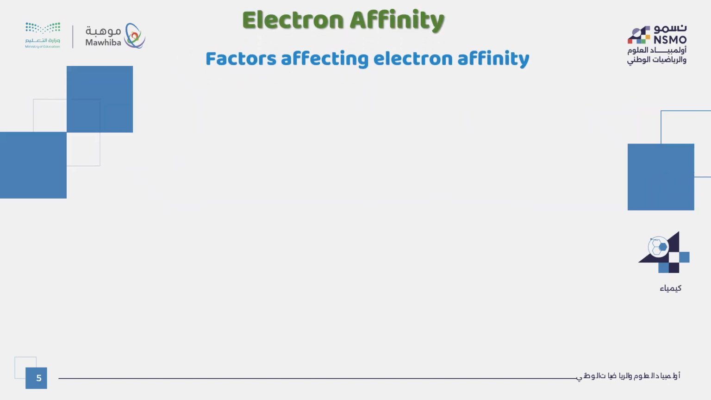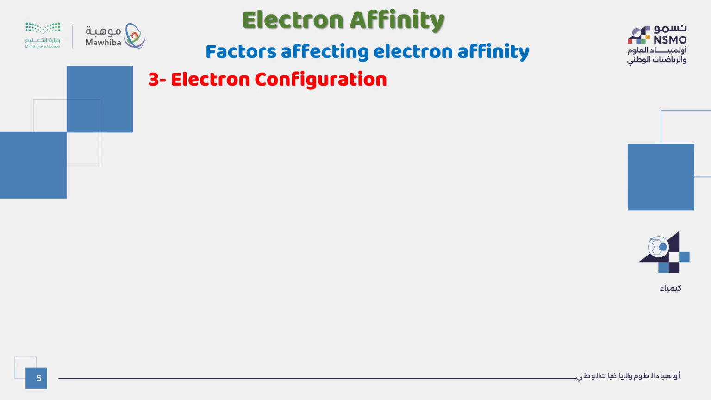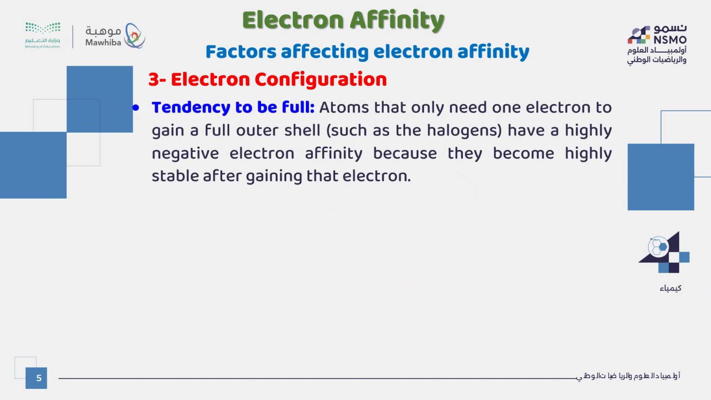The third factor affecting electron affinity is the electron configuration. The electron configuration of an atom strongly affects its electron affinity. First, tendency to be full. Atoms that need only one electron to achieve a full outer shell, such as halogens, have highly negative electron affinity values. Gaining one electron makes them very stable.